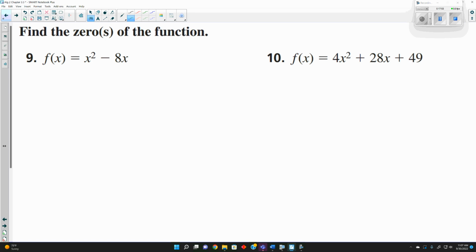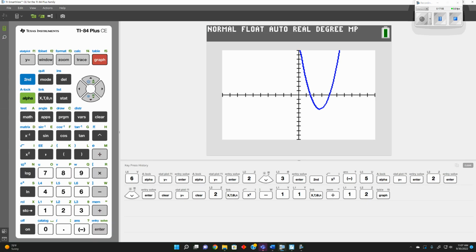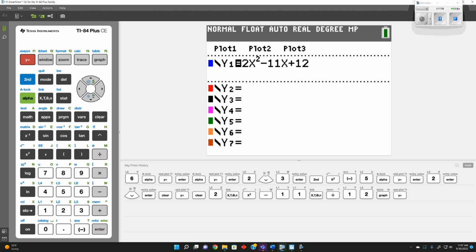X squared minus 8x. So in the graphing calculator, we can hit y equals. Then we'll type the function in, which is x squared minus 8x. Go up and select it, so have it where it's flashing over the top of it. Hit enter. And then scroll back down. Then go on and hit graph and see if it gives you the answers.